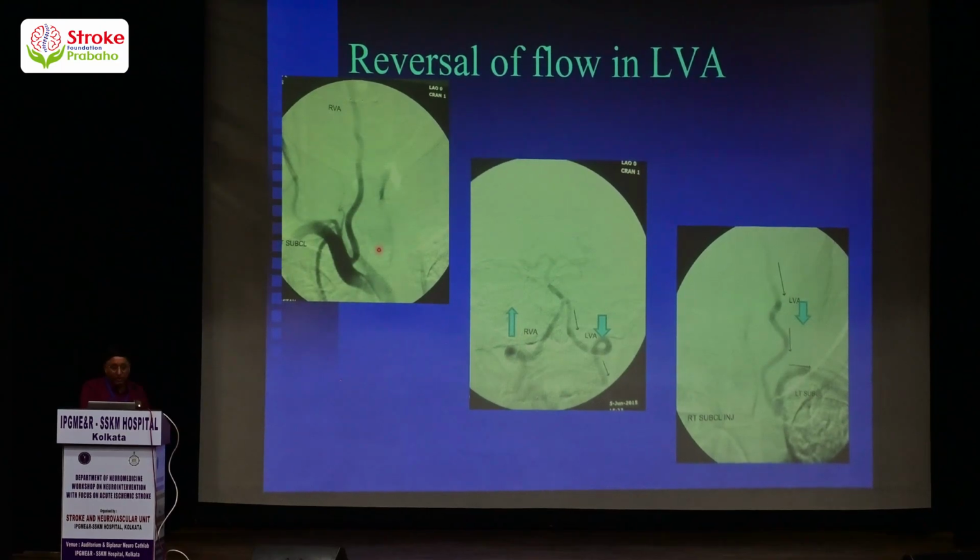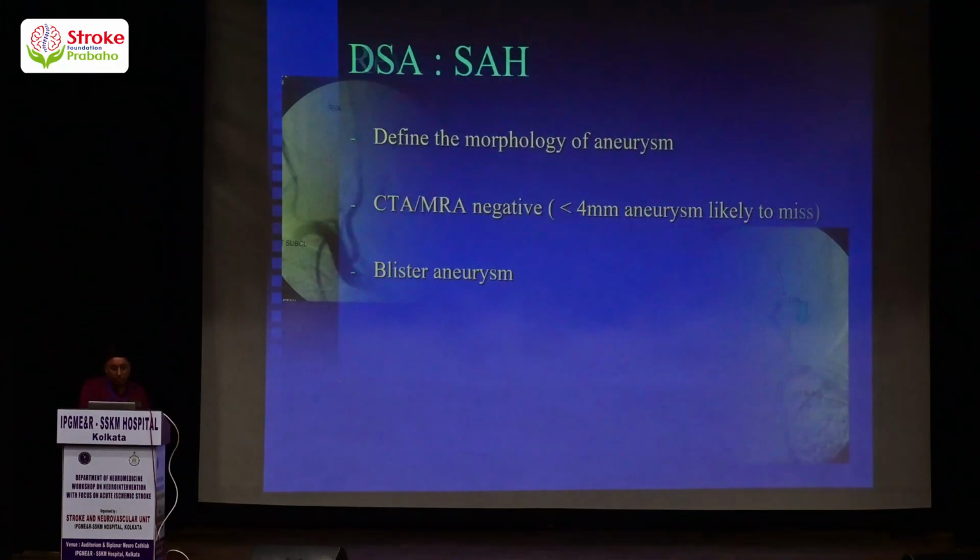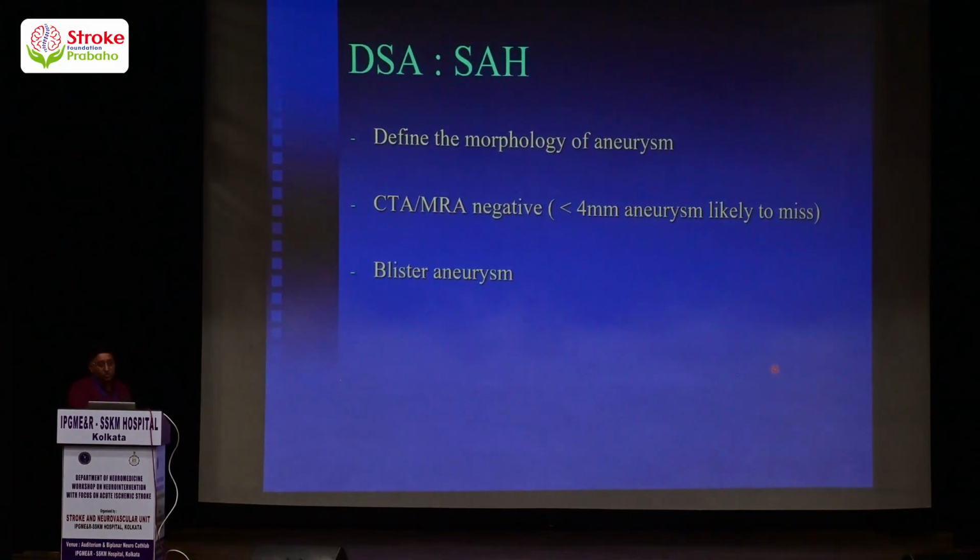So we take the right vertebral artery injection. We see the reversal of the flow: it is not going antegrade to the basilar circulation, but most of the flow is reverted into the opposite vertebral artery, and even from this, the subclavian artery is also filling. So this is called subclavian steal syndrome.